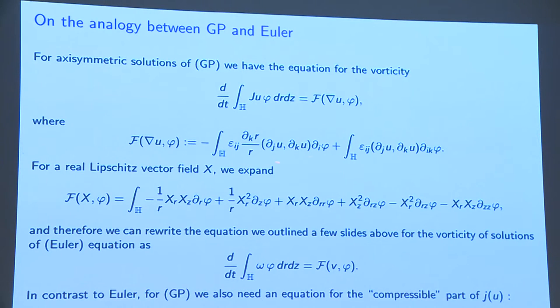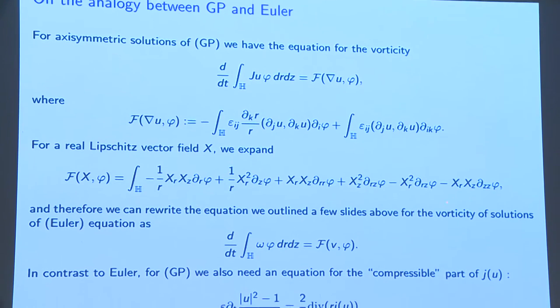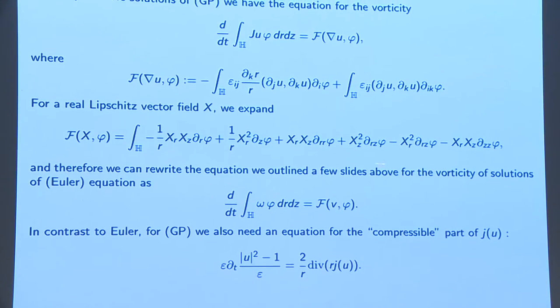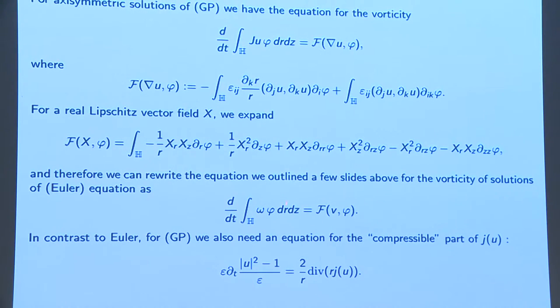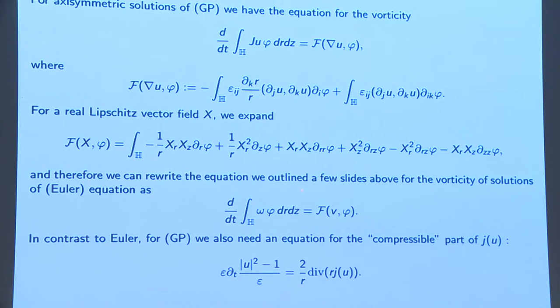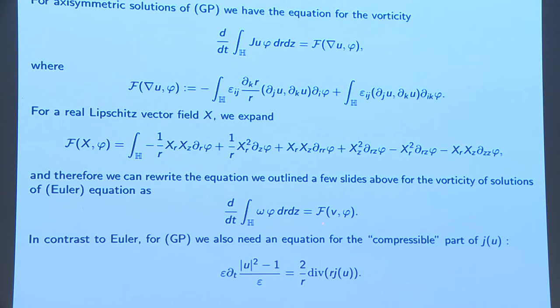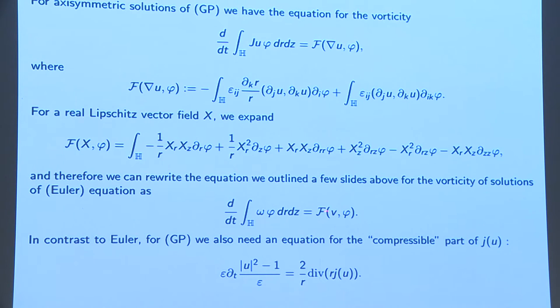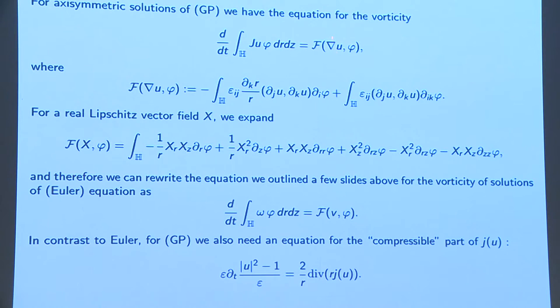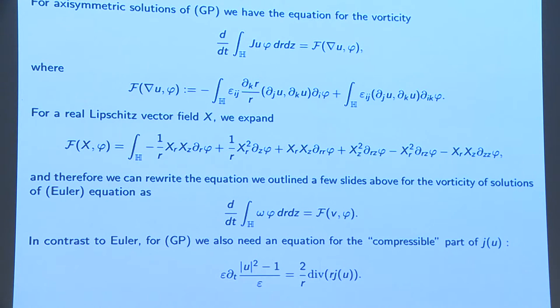The exact form does not have such interest here. But the point is that I have written it here in a form that resembles very much what I wrote before for the Euler equation. And actually, so much that I can write these two equations here. This is for Gross-Pitaevskii, and this is for Euler, with the exact same capital F, just that it acts on different objects. For the Gross-Pitaevskii equation, it acts on the full gradient of U, which contains both what I call the little j of U, the current, but also the compressible part. Whereas in Euler equation, it just acts on V.